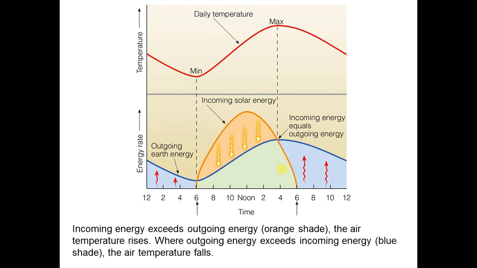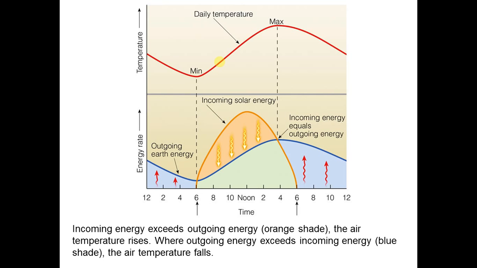Okay, very interesting. And what's also interesting about this figure here is that you can see the Stefan-Boltzmann law showing up. Remember, the Stefan-Boltzmann law says the warmer the temperature of an object, basically, the more radiation it emits. Well, notice that the outgoing energy daily curve in blue looks very similar to the daily temperature curve in red.